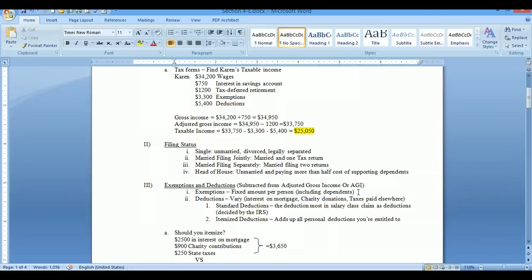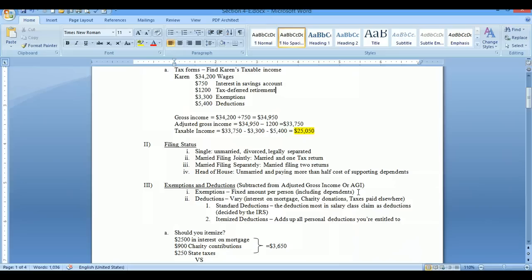Standard deductions. These deductions are the most in the salary class that they claimed as deductions. It's decided by the IRS, and it ends up being easier because you don't have to go through all of your records, and it's usually, in most cases I would say, a better idea because with itemized deductions, sometimes you miss things.